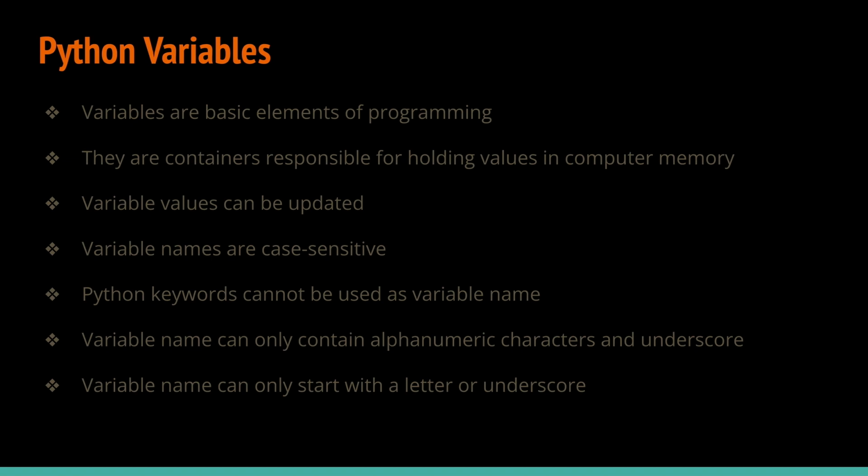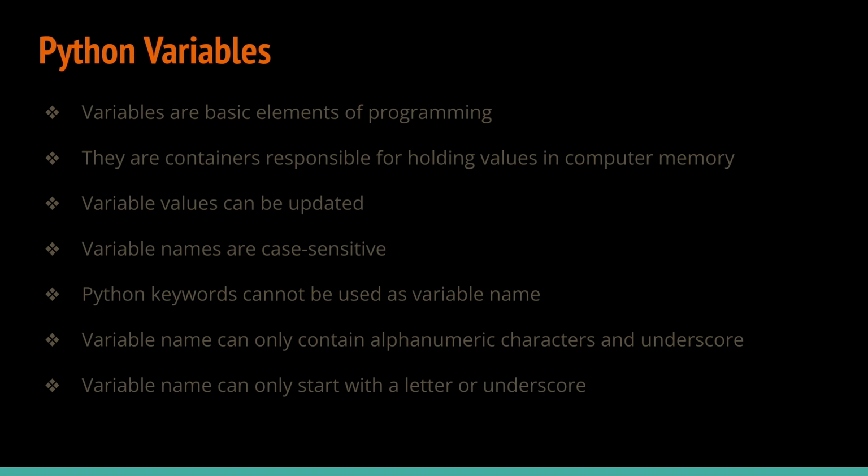Now let's talk about Python variables. Variables are basic elements of programming. Variables are just like storage for holding values in computer memory. The values of a variable can also be updated, just like the name variable, which means the value can vary. Variable names are case sensitive.